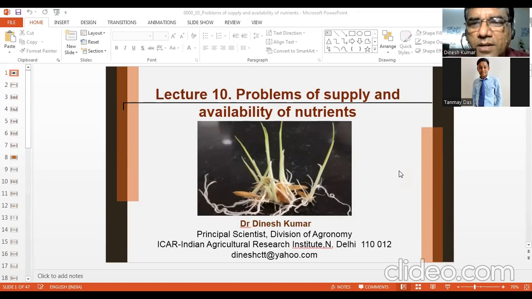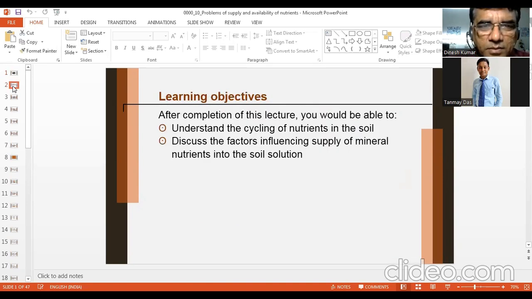Now we will discuss problems of supply and availability of nutrients. There may be certain factors which limit the supply of nutrients to the plant root. So we will discuss, and we will also see what are the factors that affect the availability of nutrients in soil to the plants. So learning objectives are to understand the cycling of nutrients in the soil.